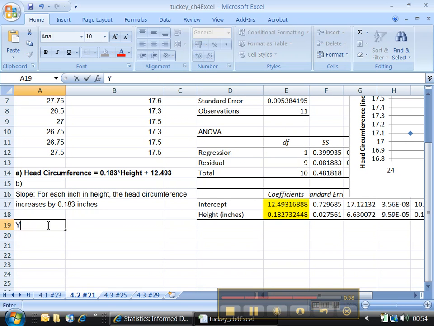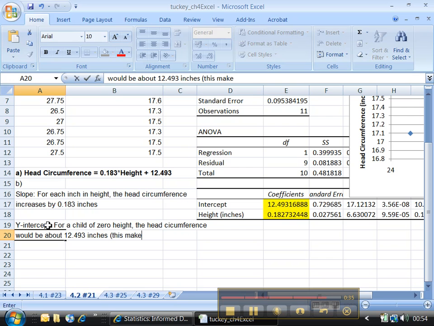For the intercept, that would mean for a child of 0 height, the head circumference would be about 12.493 inches. Obviously, this makes no sense, right? You can't have a child that has 0 height. All right, but that's how you would do it. It's always when x is 0, x being, in this case, height of the child, but for your problem would be whatever. The y, whatever that is, would be the y-intercept value. So y is head circumference.